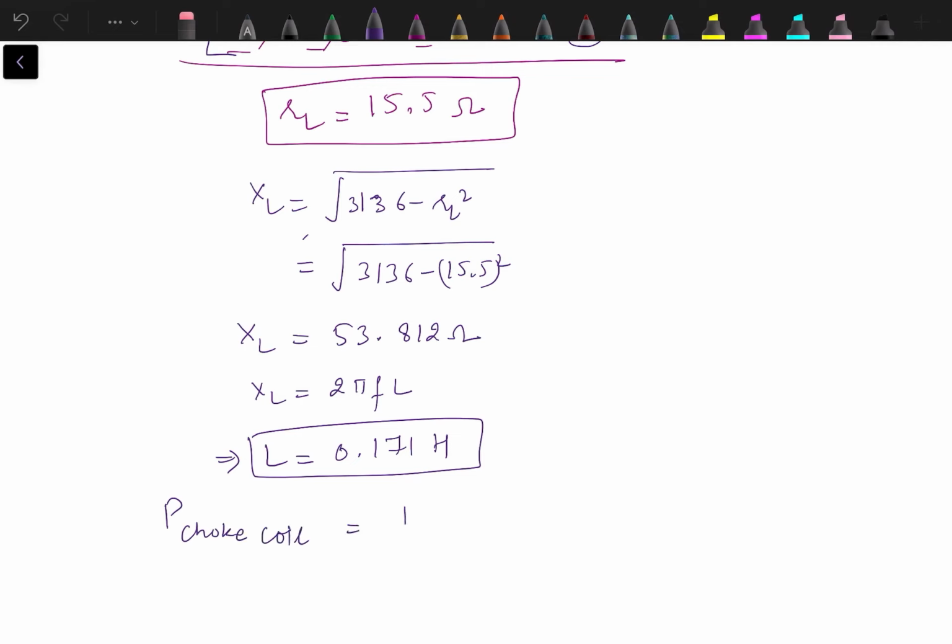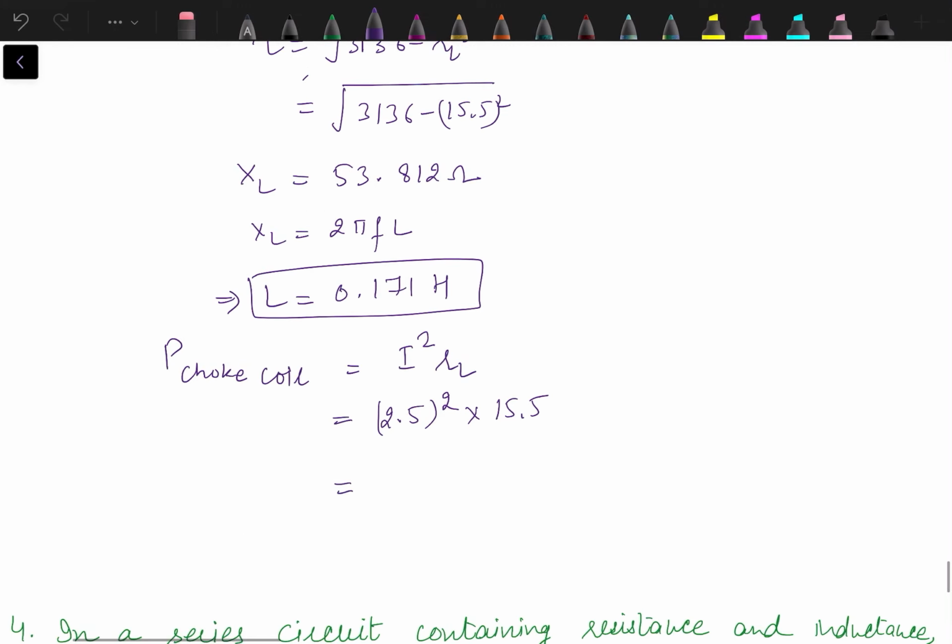And the last part is we have to calculate the power consumed by the choke coil. Now power consumed by the choke coil is current square, now current through the choke coil, into the resistance of the choke coil. Current through the whole circuit is the same since it's a series circuit. 2.5 square into RL, which is 15.5. So power consumed in the choke coil is 96.875 watt.